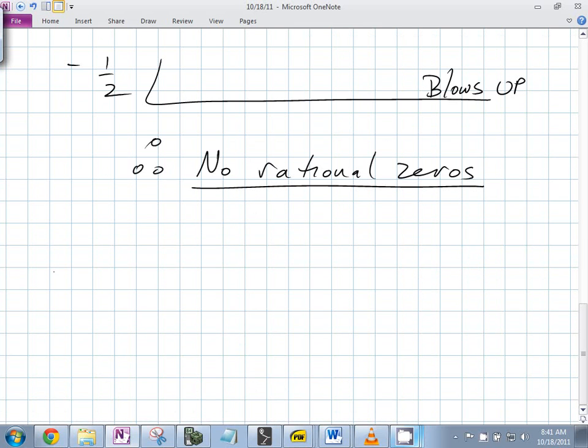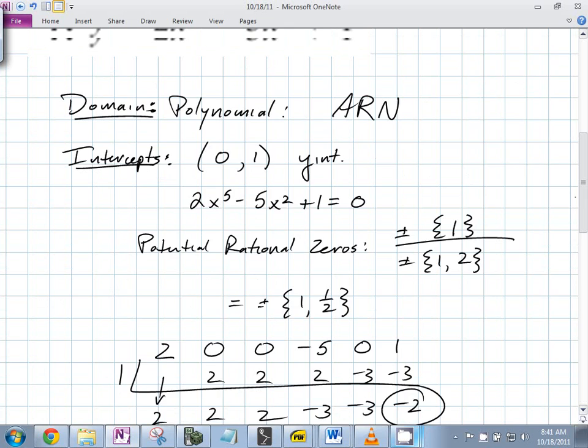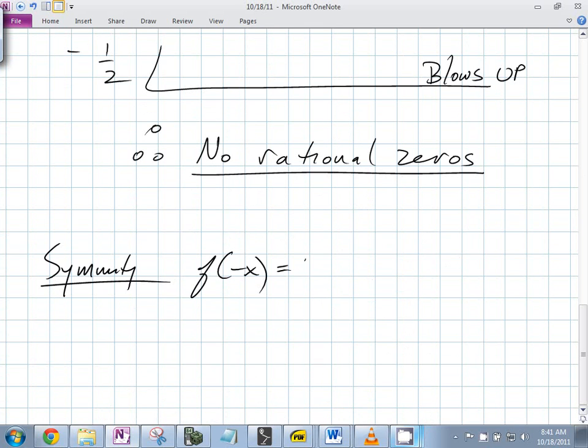DIS, which stands for we do f of negative x. What's the original function? It's 2x to the 5th minus 5x squared plus 1. So f of negative x is 2 times negative x to the 5th minus 5 times negative x squared, plus 1. What do we end up with? Negative 2x to the 5th minus 5x squared plus 1.